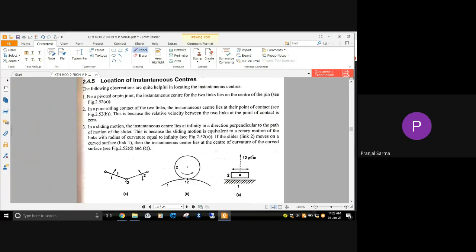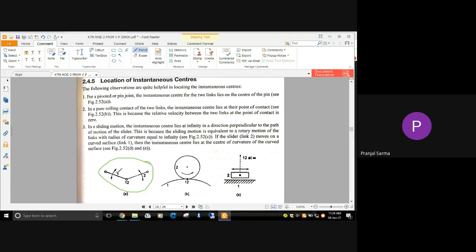So for those cases, where is the location of the instantaneous center? We must know it. Okay, so first case, for a pivoted or pin joint, the instantaneous center of the two links lies on the center of the pin itself. Now look at this particular figure.